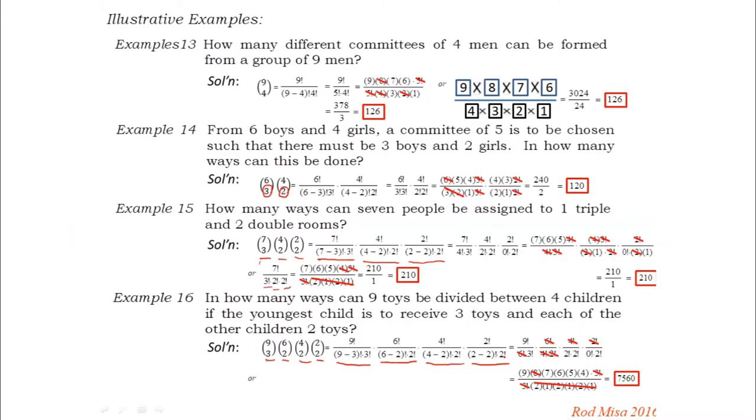Now, we can use our second formula for this problem, that is giving 9 toys to the 4 children, wherein the youngest child will receive 3 toys and the other 3 will receive only 2 toys each. So, simplifying these numbers, we cancel the 3 factorial in the numerator with the 3 factorial in the denominator. And so with the product of 8 in the denominator with the factor of 8 in the numerator. So, therefore, we are left with this product. Hence, there are 7,560 ways we can divide the 9 toys to the 4 children if the youngest child is to receive 3 toys and each of the other children will receive 2 toys here.